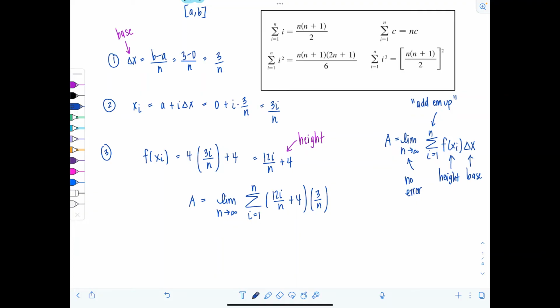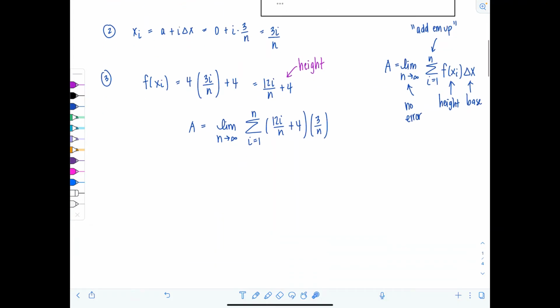Okay, good. Now I have the summation formulas here for you to reference. Just check with your instructor. You might need to memorize them, or maybe they're going to give them to you. I don't know your teacher, so I can't tell you. But anyways, there they are.